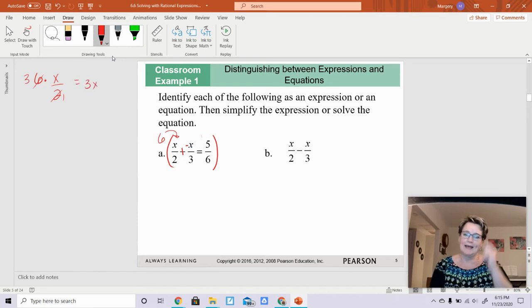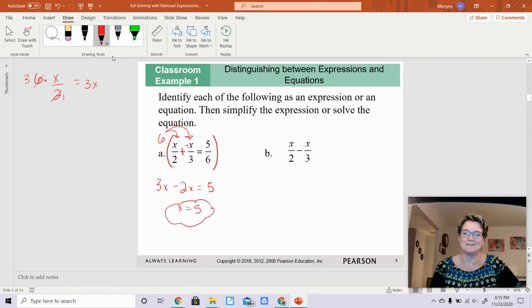So I can do it in my head. 2 goes into 6 3 times. 3 times x is 3x. Now you're going to take that 6 and multiply it by the next term. 3 goes into 6 2 times. 2 times negative x is a negative 2x, equals. 6 divided by 6 is 1. 1 times 5 is 5. Now you're going to combine like terms. 3x minus 2x is x, so x equals 5. There's your answer. All righty.